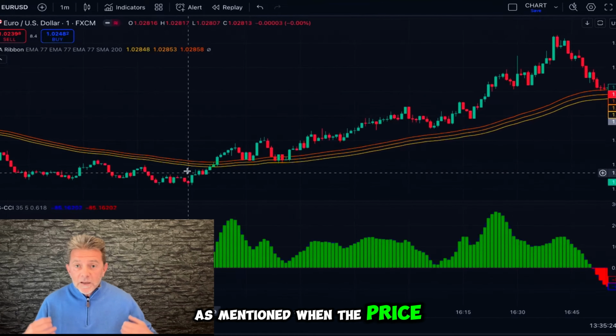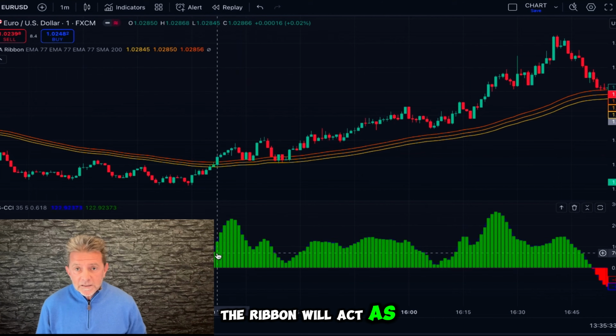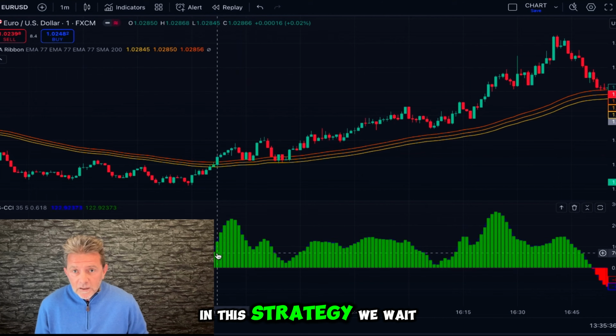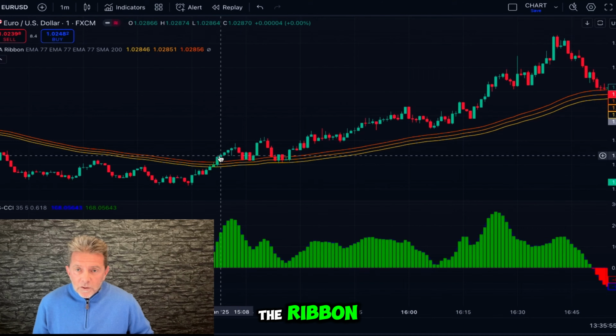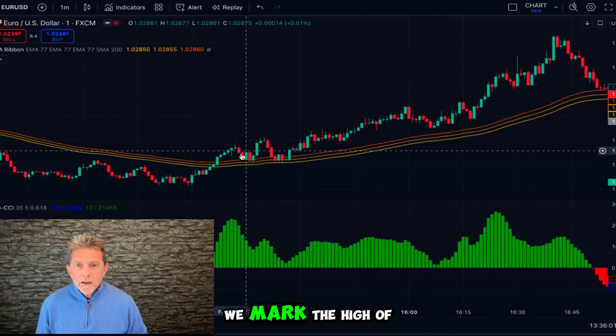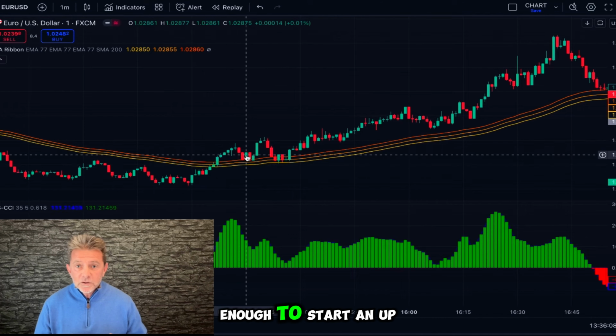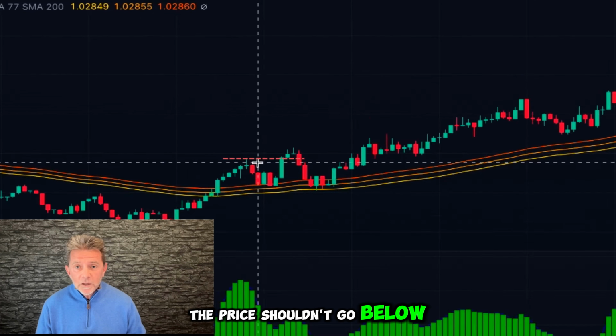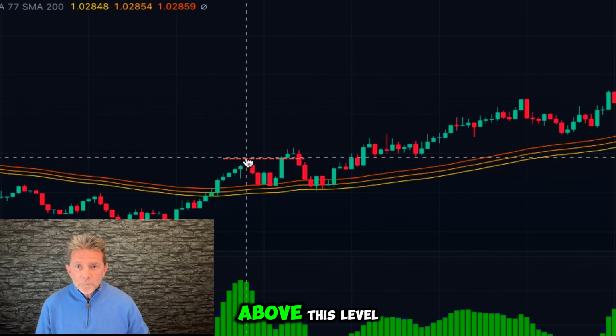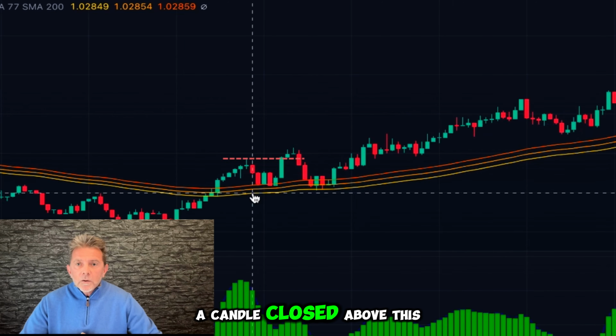As mentioned, when the price is above the ribbon, it will act as support. In this strategy, we wait for a pullback to the ribbon. When the price pulls back to the ribbon, we mark the high of the previous swing high. If the momentum is strong enough to start an uptrend, the price shouldn't go below the ribbon and the price should close above this level, forming a higher high. As you can see here, a candle closed above this level.